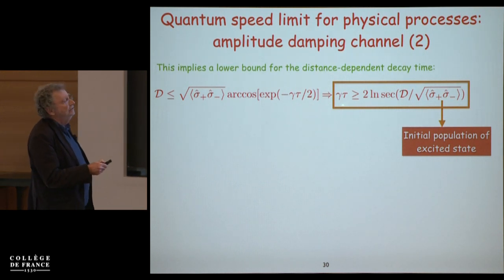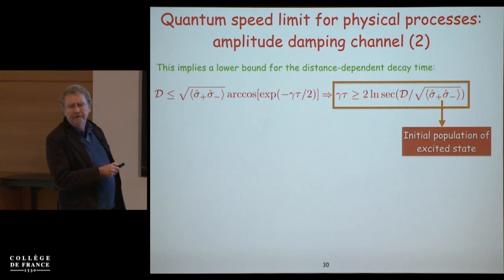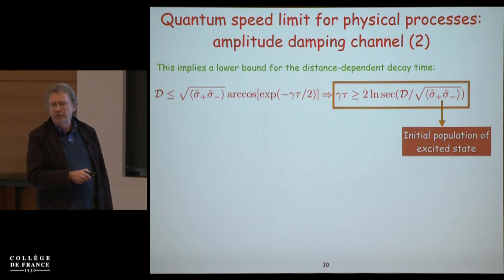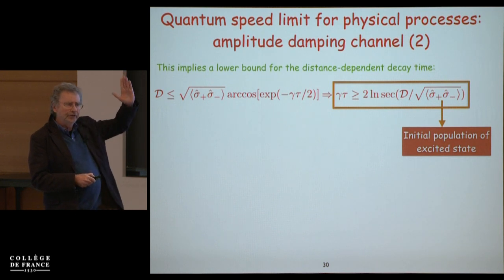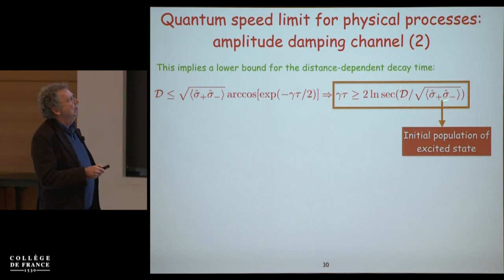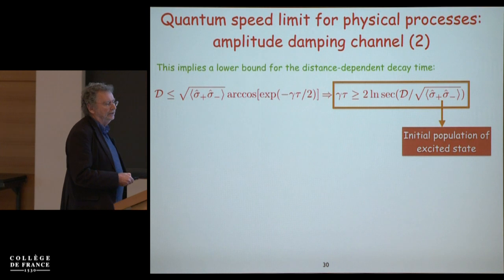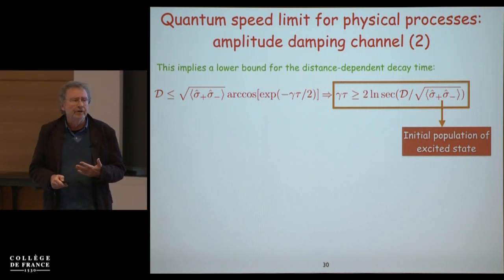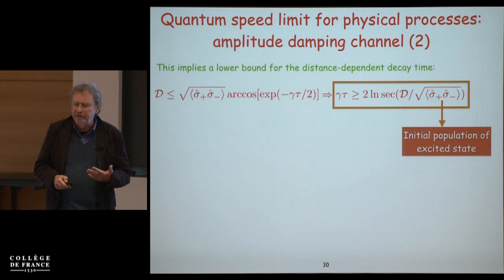So you see that indeed we get a lower bound here for the time corresponding to some distance between the two states, the initial state and the decaying state. Again, this is the initial population of the excited state. So this is just a bound. And in principle, we cannot assure that this bound is tight. Okay?